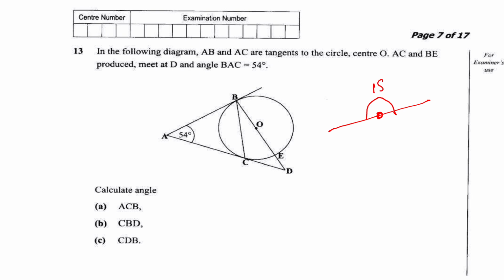So the straight line adds up to 180 degrees. So you try this property as well, because sometimes they can give you an angle that is maybe like that. You are told to find this angle. So the full angle there is 180. So you subtract from 180.